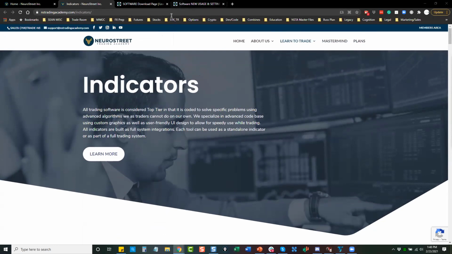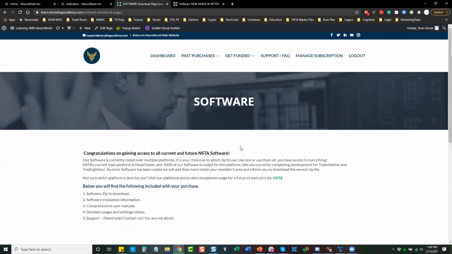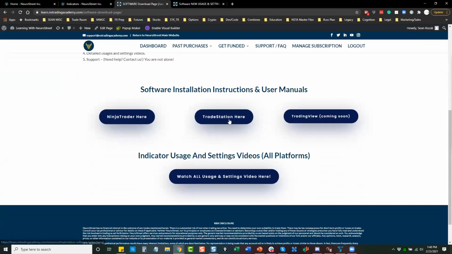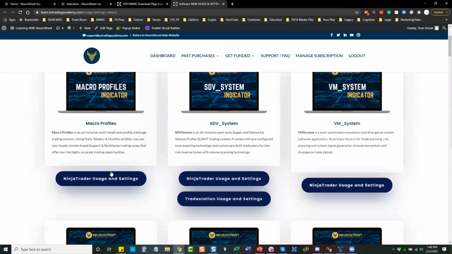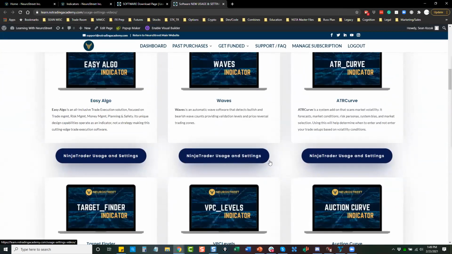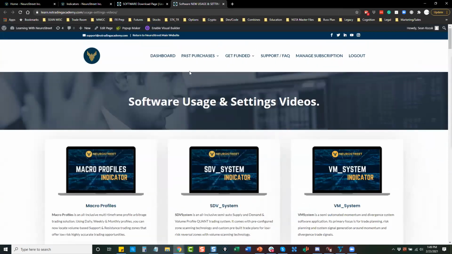If you have questions when you're using the indicators, you just download the zips and install them. All the user manuals are right here. All of the manuals and all the training videos you'll have access to inside the members area. You just click on these buttons. When you come into the members area, everything's in the back end under the dashboard, so you can access everything internally.